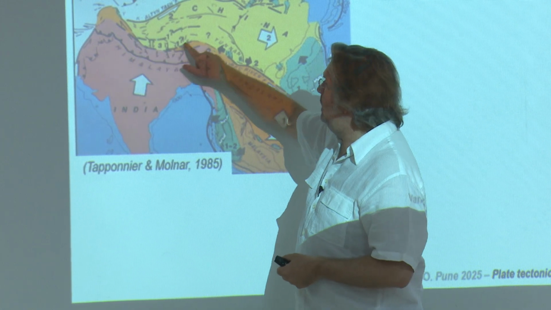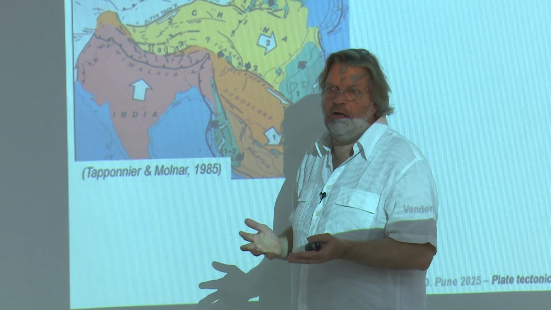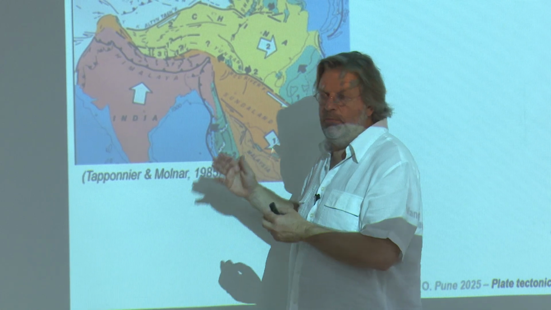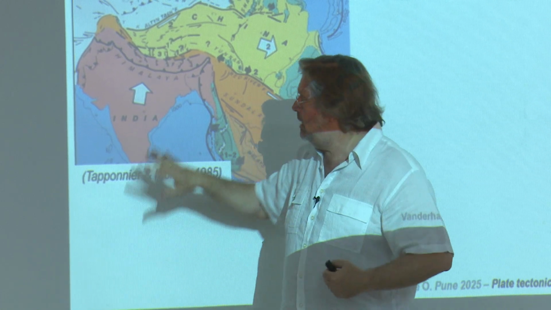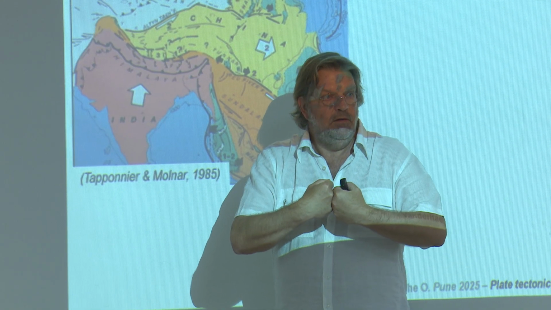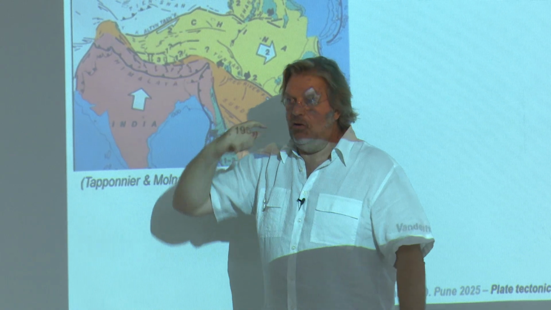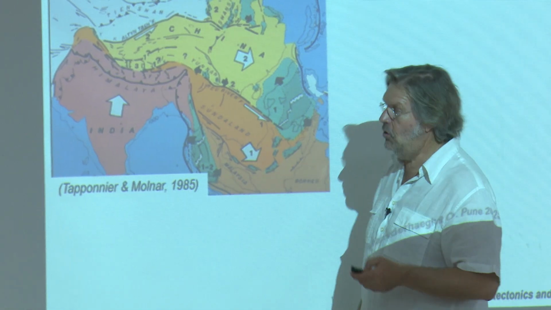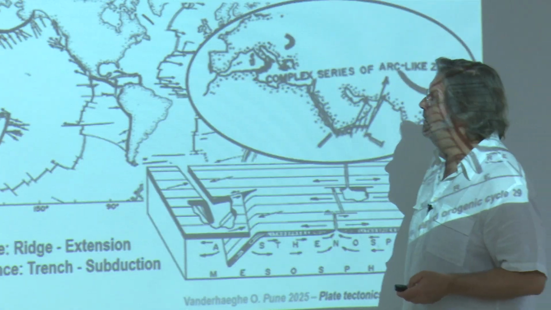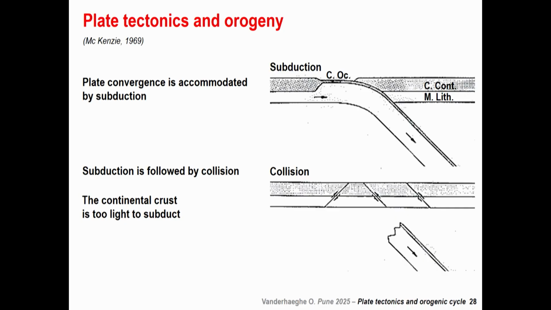Because this suture here can be dated, and it's dated at about 50 million years ago at least. So it means that collision between the Indian and Eurasian continents occurred 50 million years ago, and since then India is still moving. Collision doesn't stop subduction. If we come back to that schematic representation, collision doesn't stop convergence.